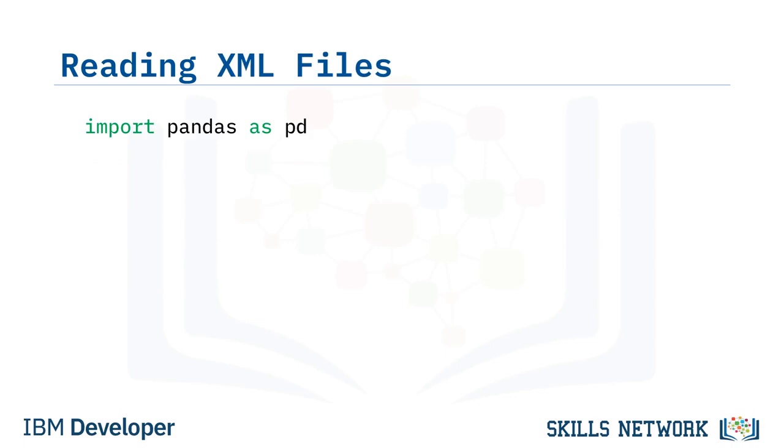The next file format type is XML, also known as Extensible Markup Language. While the pandas library does not have an attribute to read this type of file, let us explore how to parse this type of file.